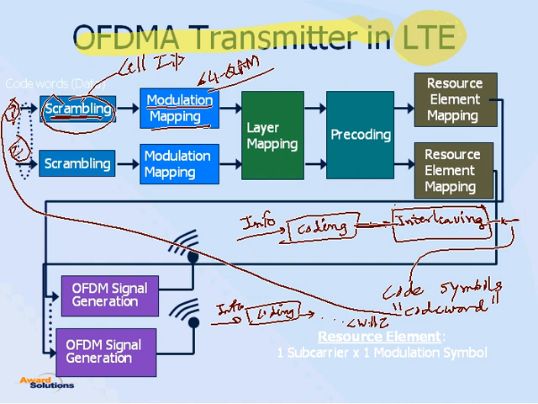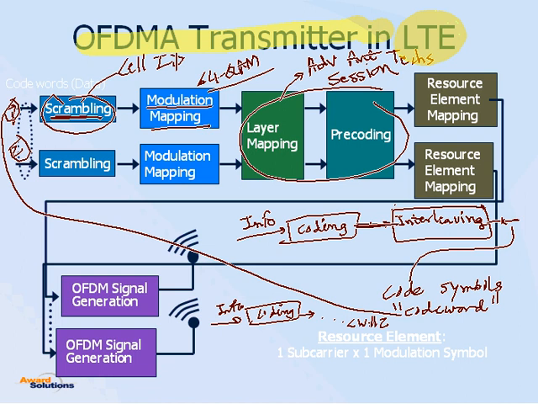Then we have something called layer mapping and pre-coding. Do not worry about this too much, but I will give you the basic idea. This is basically to support advanced antenna techniques. We have one whole session dedicated to advanced antenna techniques, so we'll revisit this at that time. But basically, to support those techniques, we will have this kind of processing blocks.